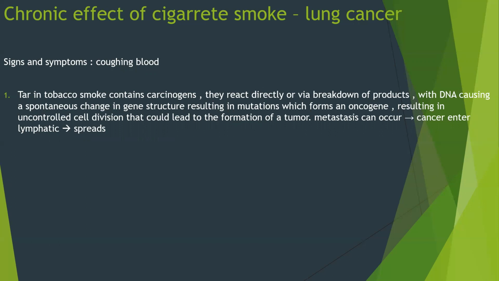And oncogenes are what cause cancer, so it can result in uncontrolled cell division, leading to the formation of a tumor. And we also know metastasis is when cancer can spread to the rest of the body. So it can enter the lymphatic, for example, and then it will spread to the lymph system.